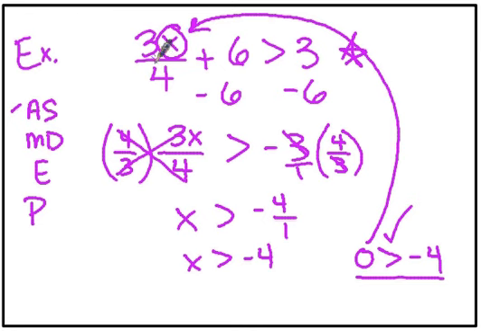And if you plug that in, you get 3 times 0, which is 0. 0 divided by 4 is 0. 0 plus 6 is 6. 6 is greater than 3. So it is also true with the original. So x is greater than negative 4 is our solution. That means any number that I plug into this inequality that is greater than negative 4 will be a solution.